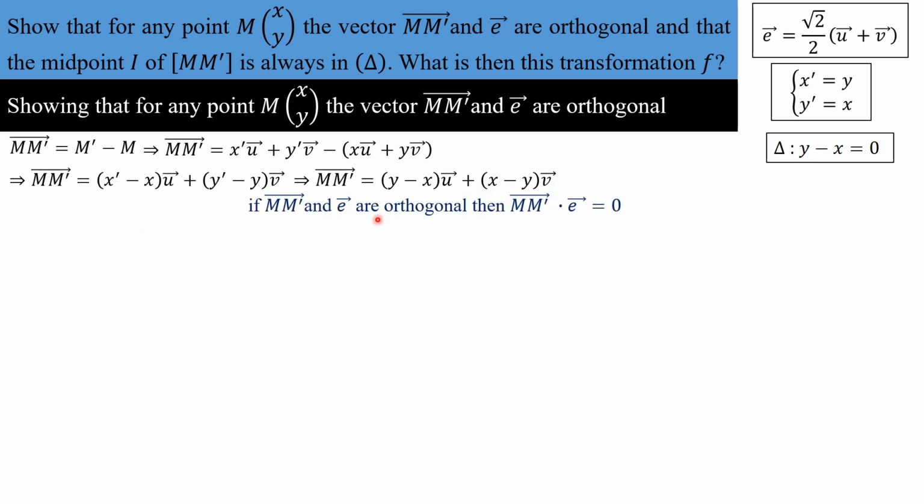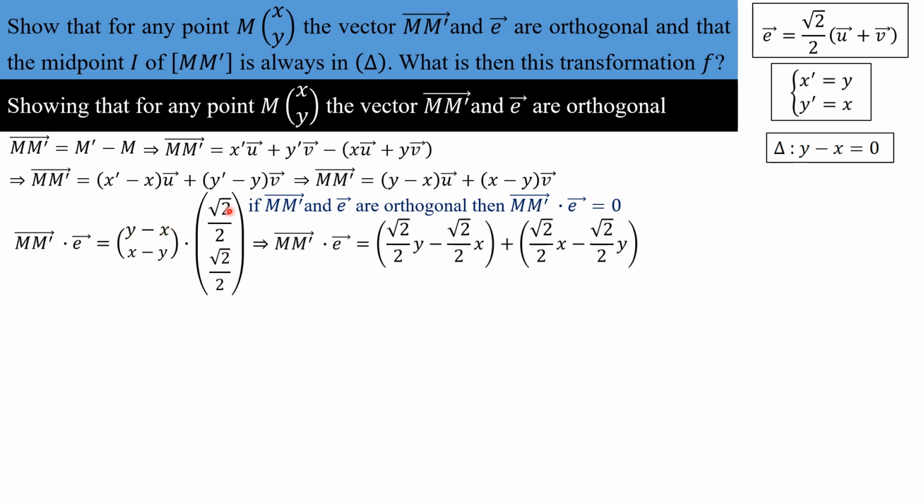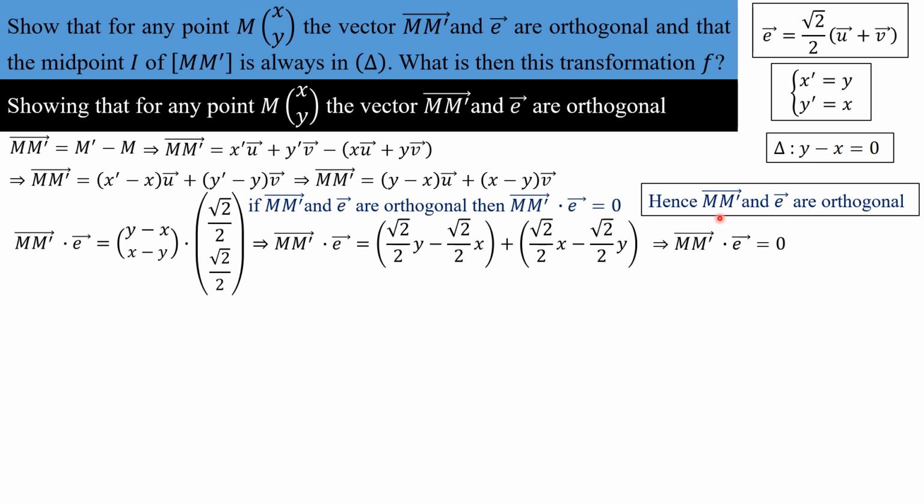Now if the two vectors are orthogonal, it means that the dot product is equal to 0 by the definition of orthogonality of two vectors. So we need to look for the dot product. So this is for MM prime, and then for E, we have E as root 2 on 2 into (u plus v). So we just write root 2 on 2, root 2 on 2. That's the column form. Alright, so finally we multiply y times root 2 on 2 minus x times root 2 on 2 plus x times root 2 on 2 minus y times root 2 on 2. So y times root 2 on 2 minus y times root 2 on 2 is 0. Negative x times root 2 on 2 plus root 2 on 2 times x is also 0. So at the end, we get that the dot product of the two vectors is equal to 0. So we can conclude that the two vectors are orthogonal.